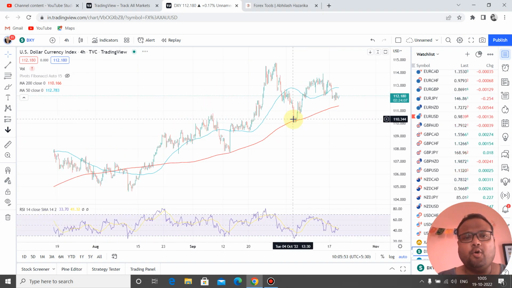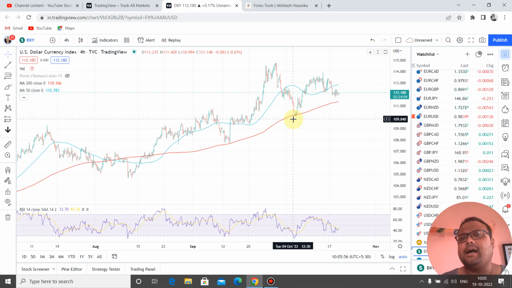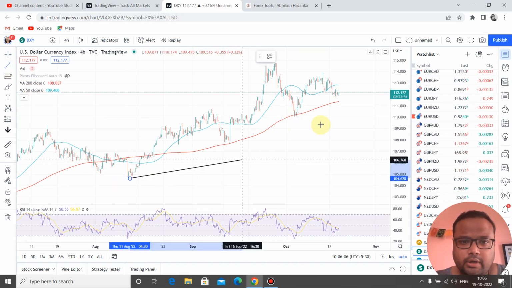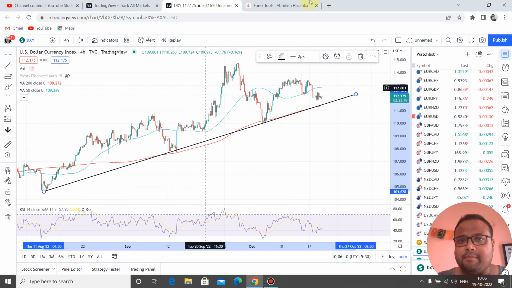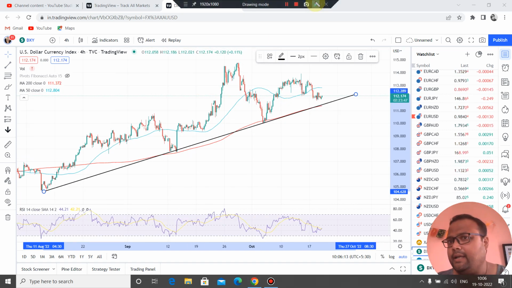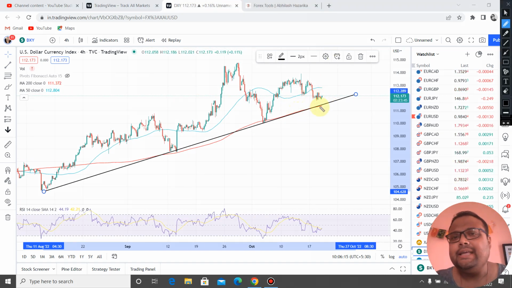If you look at the overall trend of DXY, then yes, undoubtedly DXY is bullish. We all know very well that for the last couple of months DXY has been extremely bullish. DXY is unstoppable. If we draw a trend line here, we get the same picture. My dear friends, as long as DXY is trading above this trend line and respecting it, the market will remain bullish.